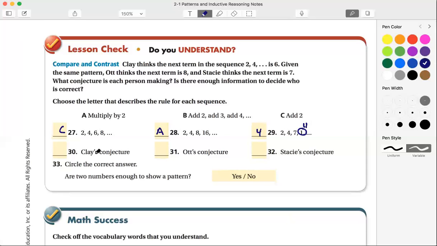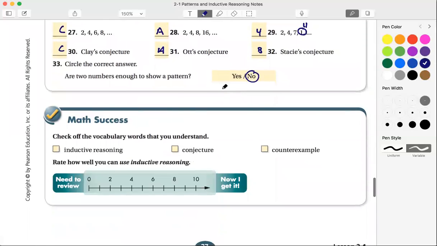All right, so Clay's conjecture would then be C. Ott's conjecture would be A. And then Stacy's conjecture would be B. So are 2 numbers enough to show a pattern? No, we need more than 2 numbers. And that is the end of section 1.